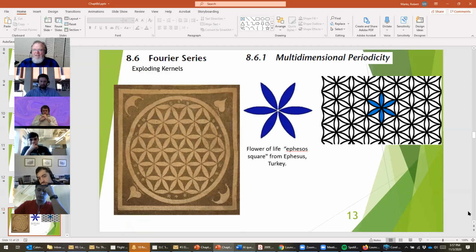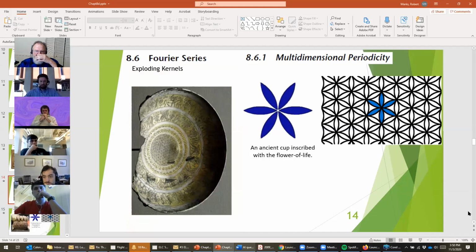And here's another place. I believe it was a rug. It looks like a rug from Turkey. And you can see the replication of the flower of life from a few hundred years ago. This is an ancient cup with the flower of life on it. And you can see the flower of life in the middle here. If you look really closely, you can see the pattern of the flower of life. So it was ubiquitous in art.